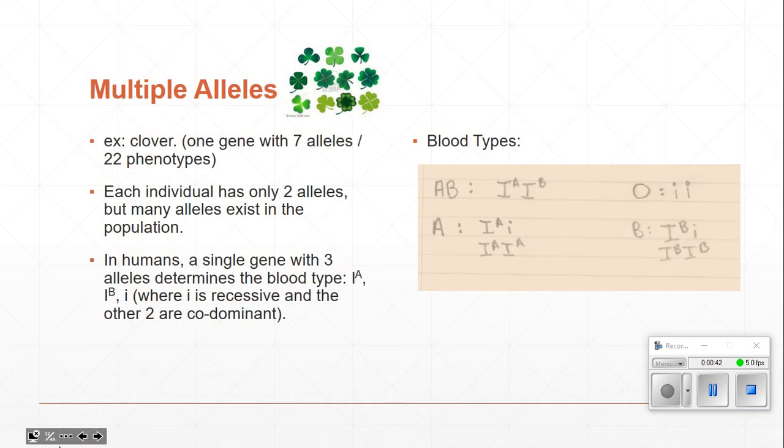So we're going to start by looking at just the idea of multiple alleles. For example, there is a gene that exists in a clover plant. It has 7 different possible alleles. That means there's lots of different combinations of 2 that you can make, and you end up with 22 different possible phenotypes. That's a lot of stuff. That's beyond what I would expect you to be able to predict, but I just want you to see that there are genes that have lots and lots of different alleles. So that could help explain why, for some traits, there are so many different phenotypes.